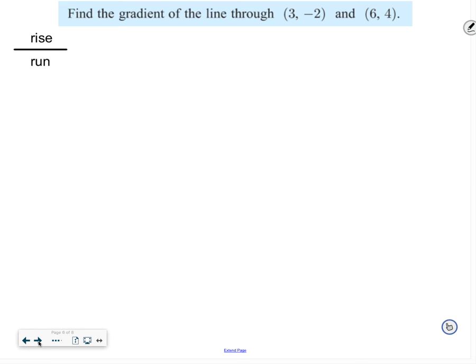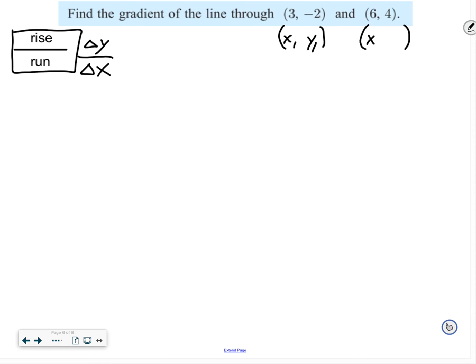Okay, so let's look at an example here. Find the gradient of the line where it's 3, negative 2, and 6, 4. So I always just remember rise over run. Rise is your change in y. Your run is your change in x. Okay, so I'm going to call this point here x1, y1. I'm going to call this point here x2, y2. Okay, so y2 minus y1, I'm going to do 4 minus negative 2, over x2 minus x1, 6 minus 3.